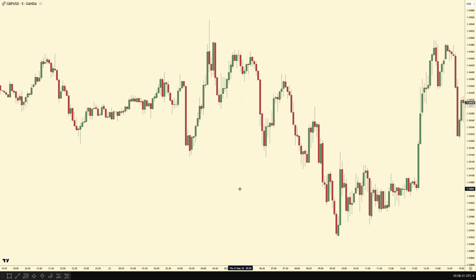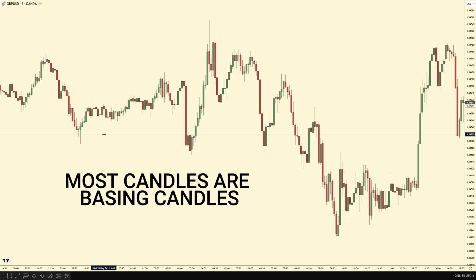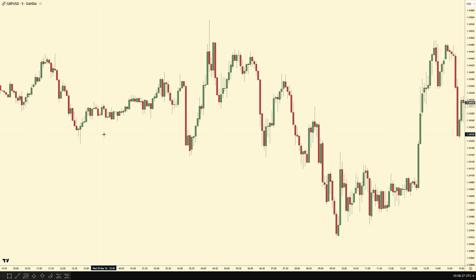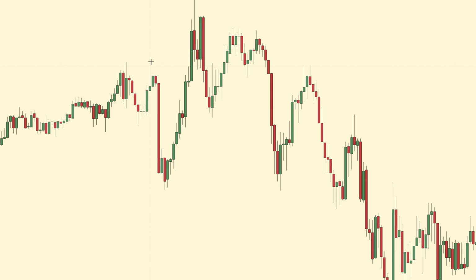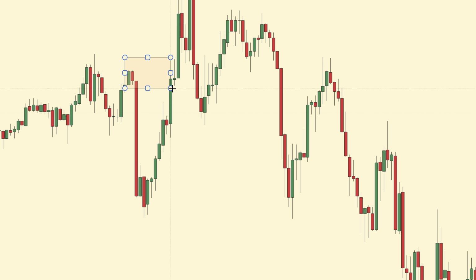Obviously, if there's an explosive move, there will be basing. Most candles are basing candles. So we're not looking for the basing first. We're first trying to identify the explosive moves away. So the first zone I am seeing is this supply zone right here. You can see a very explosive move down. This is as good as it's going to get.